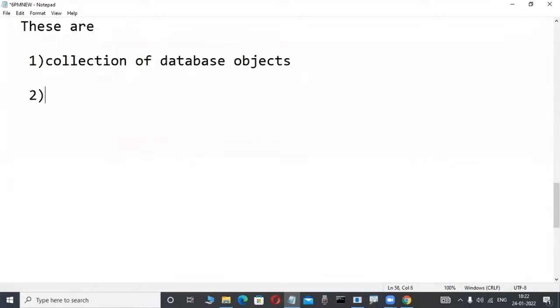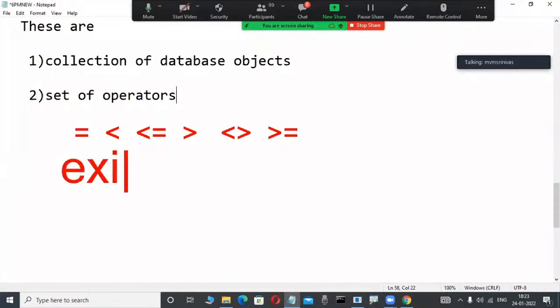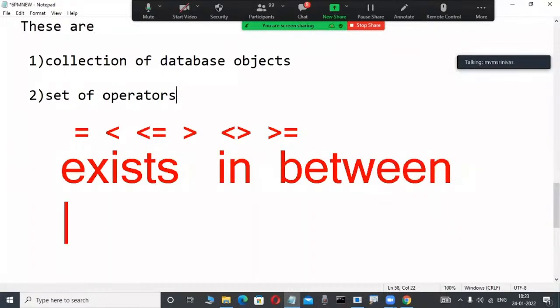In any relational data model product we also observe another easy concept: a set of operators. Operator means what you think of in C or Java: equal to, less than or equal to, greater than or equal to, not equal to. But here, set of operators means different operators in every relational data model. Suppose exists is an operator, in is an operator, between is an operator, all is an operator.